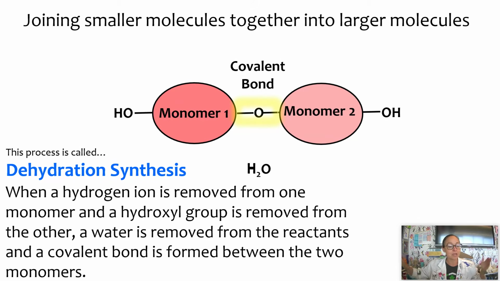So if I look at my text on the screen here, dehydration synthesis is when a hydrogen ion is removed from one monomer and a hydroxyl group is removed from the other. Then a water is formed from these reactants, and a covalent bond is formed between the two monomers. This is going to happen in building carbohydrate polymers, large protein polymers, as well as DNA and RNA. So we do carry out this process of dehydration synthesis to build.